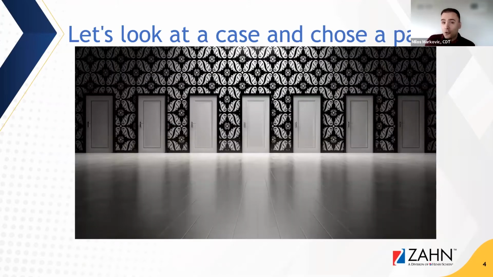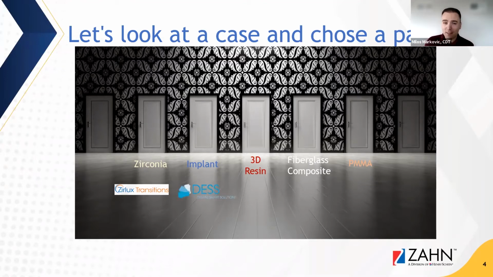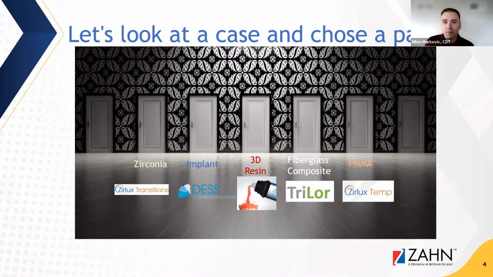So I'd like to take you on a little trip where we're going to take different paths, right? We're going to take the zirconia path, the implant path, the 3D resin path, a fiberglass composite path, and the PMMA path. For zirconia, we're going to be using Zerolux transitions. For implants, we're going to be using the desk components. For 3D resin, we're going to go over some Lucitone 3D digital print stuff. For fiberglass composite, we'll have to measure some of the Trilor stuff. And for the PMMA, we have the Zerolux temp.